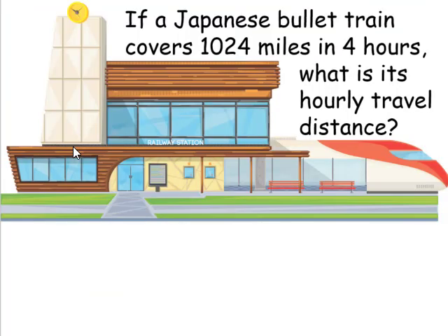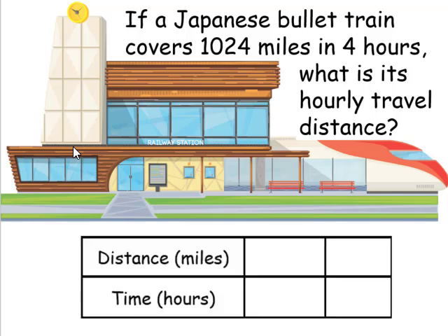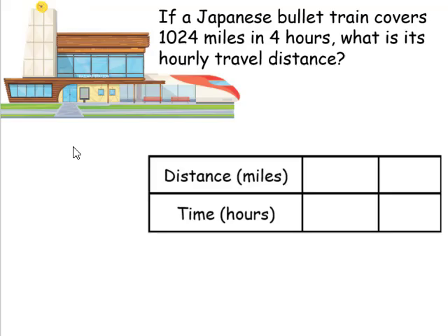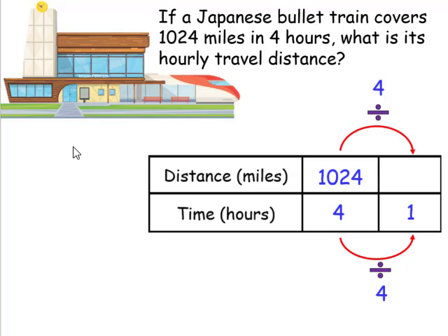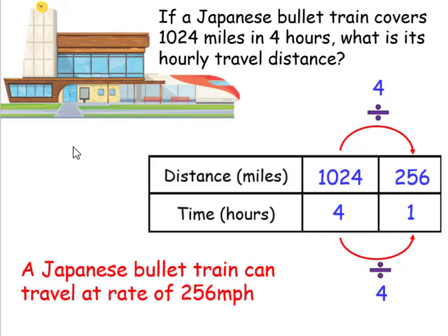If a Japanese bullet train covers 1,024 miles in 4 hours, what is its hourly travel distance? Creating a table is quite helpful, so let's take a look. We're going to say the distance traveled is 1,024 in 4 hours. We want to find the unit rate. To go from 4 to 1, we can divide by 4. Therefore, we'll do the same thing to the distance. 1,024 divided by 4 gives us 256. This means a Japanese bullet train can travel at a rate of 256 miles per hour.